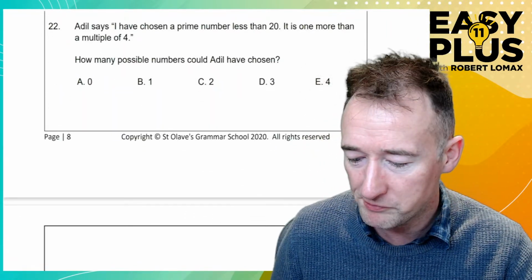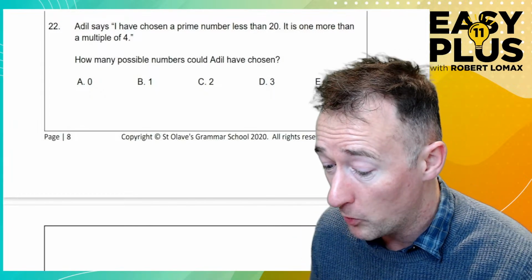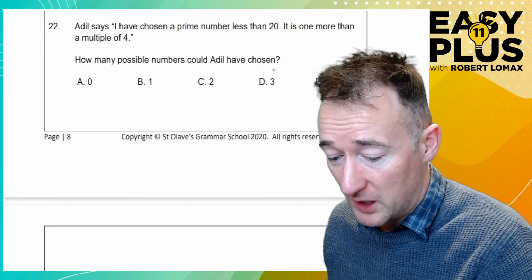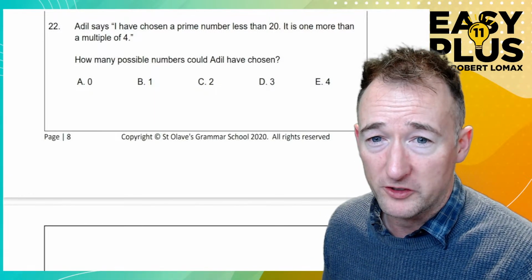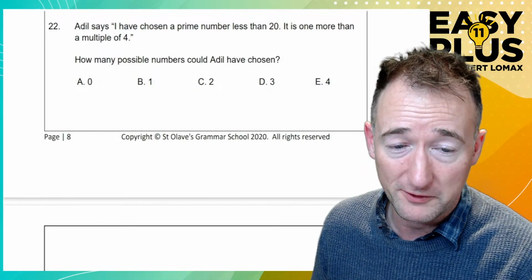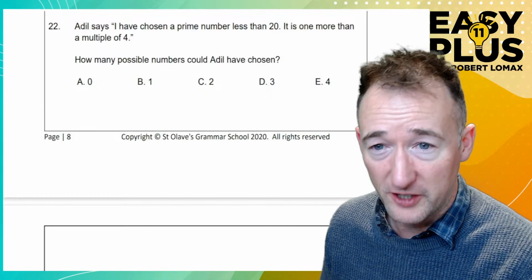Adil says, I've chosen a prime number less than 20. It is one more than a multiple of 4. How many possible numbers could Adil have chosen? I would write out all the numbers which are one more than a multiple of 4 under 20. And then check which are prime.